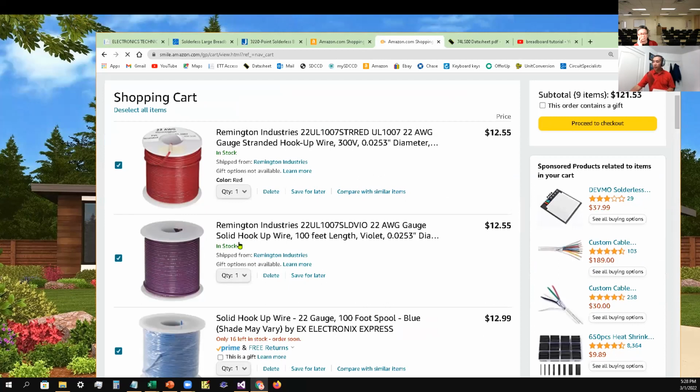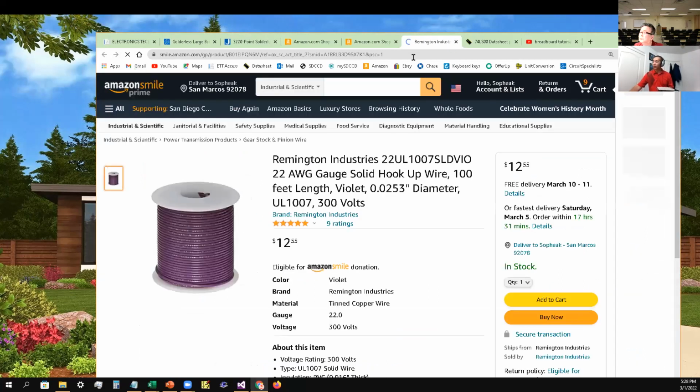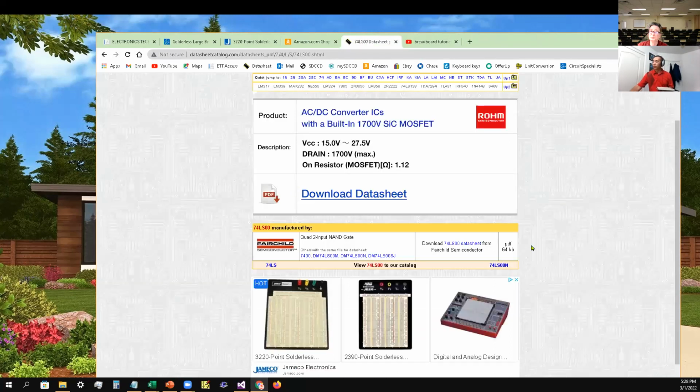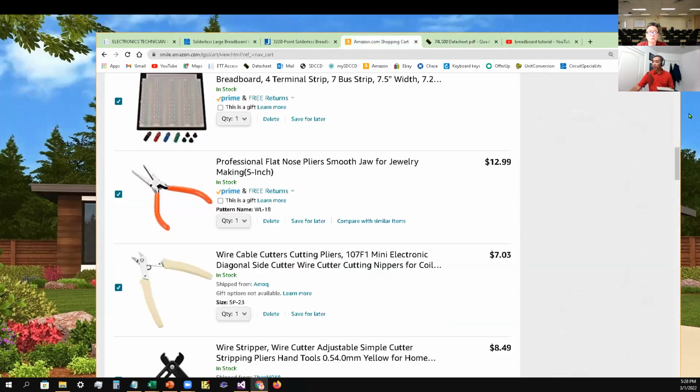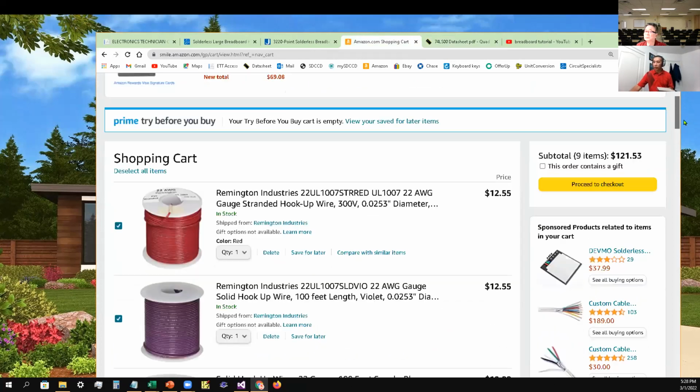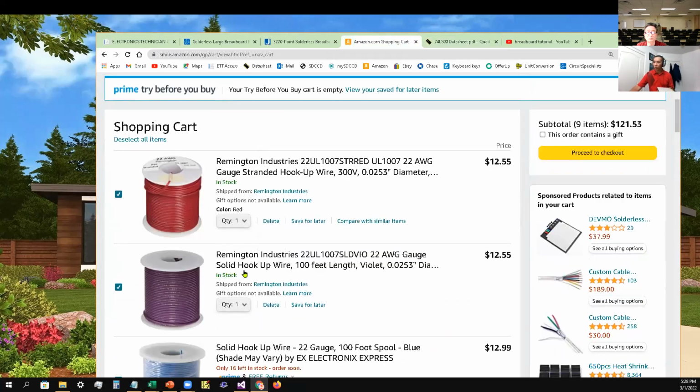The other thing is that we're mainly going to be using a 22 gauge wire. For 22 gauge, you don't want to get stranded; you want to get solid. Don't get the one that says stranded; look for the one with solid wire. Solid wire would be similar to this one here. If you look at the core inside, you have a single strand, so you've got a solid wire.